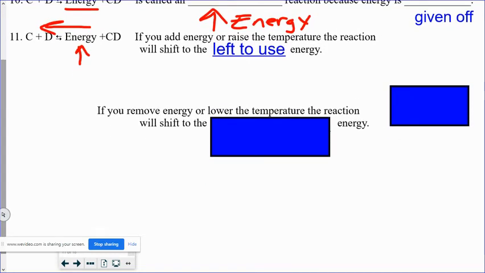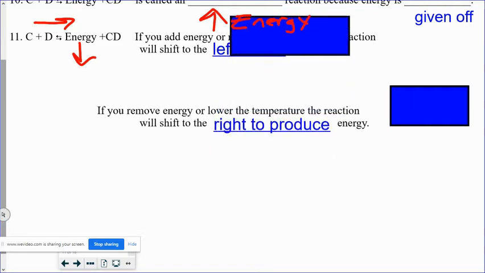If you remove energy or lower the temperature, which way will it shift? So now I'm going to be removing some energy. The reaction is going to shift to try to replace that energy. So the reaction is going to shift this way to try to replace that energy that I am removing. So it will shift to the product side, or to the right, to try to produce some of that energy that I removed.